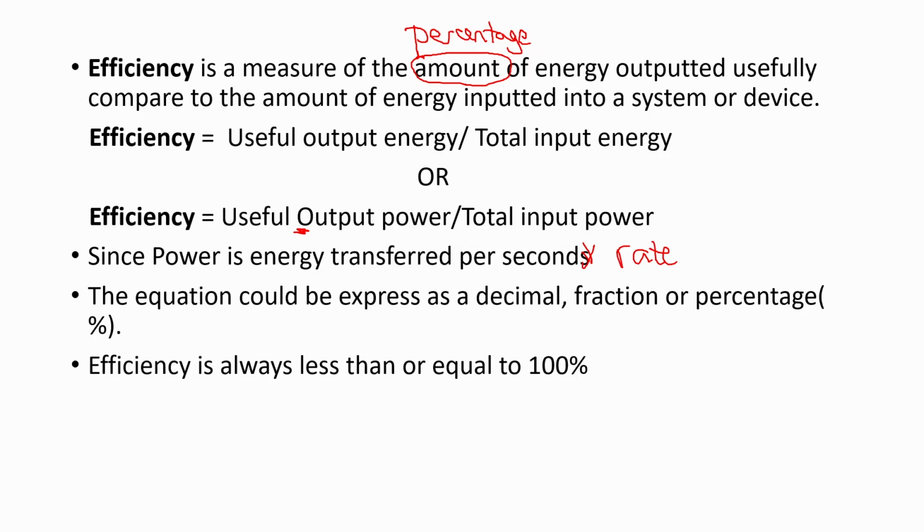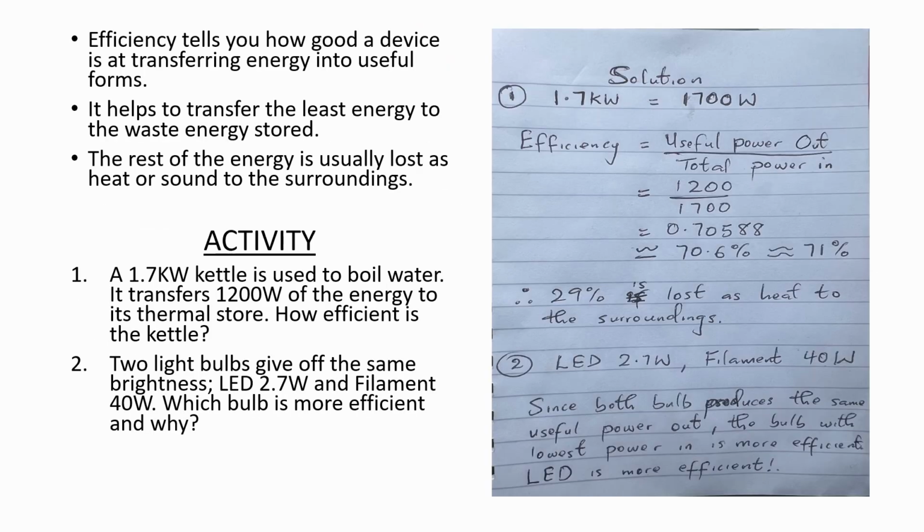And then here we've got the equation can be expressed as a decimal, fraction or percentage. Absolutely right. And again, less than or equal to 100%. And if you're talking about decimals or fractions, you can also say it's got to be less than or equal to 1. Okay, bullet point 1 looks good.